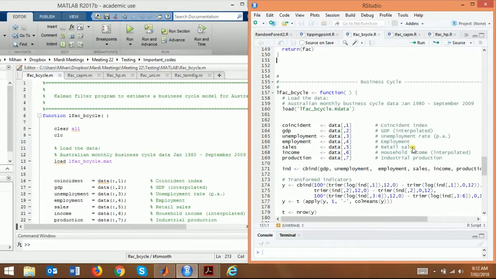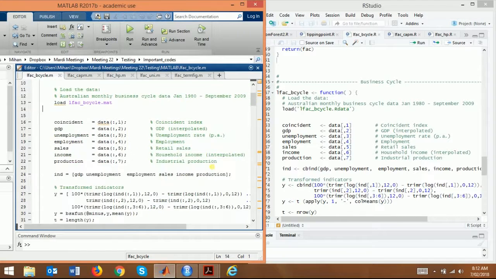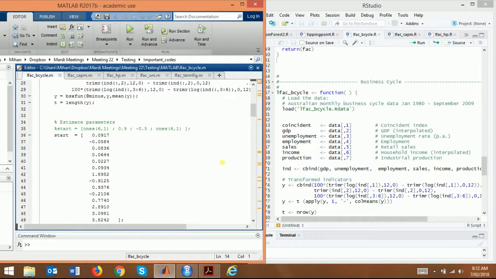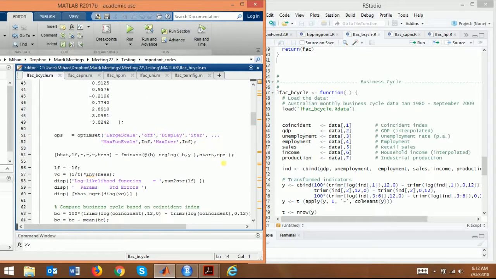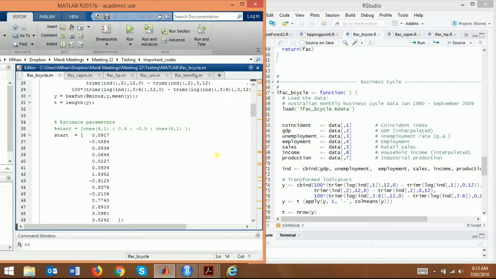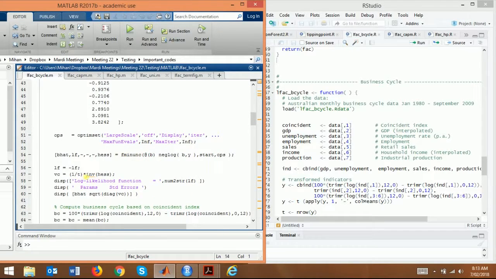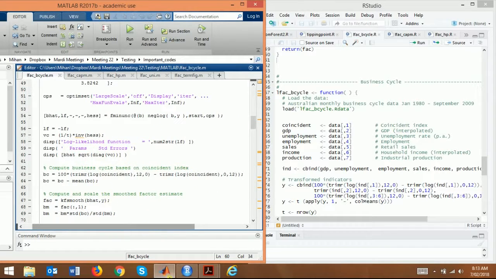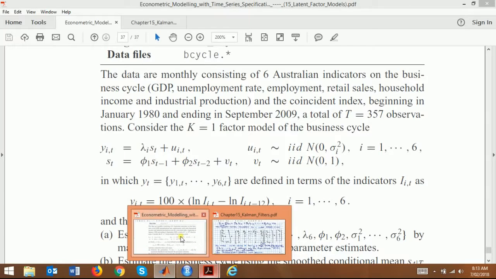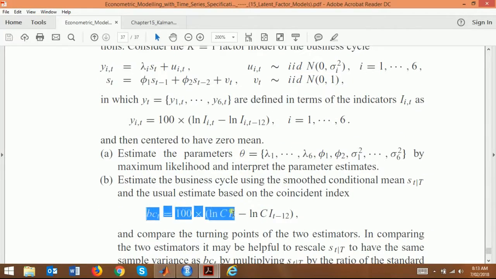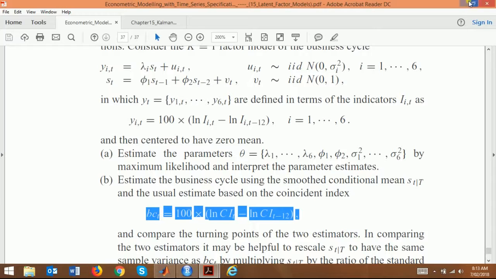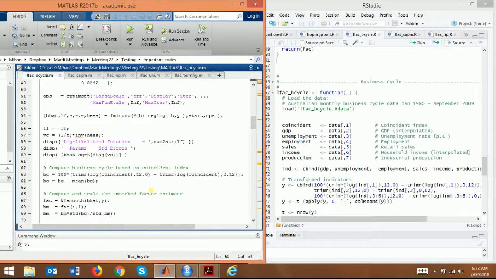And then we do the regular business cycle routine: bring in the data, transform the indicator, start the estimation with some initial starting values, optimize it, estimate the parameters, find the Hessian. Now do the second part of the equation, which is, we already found the smooth and conditional mean.